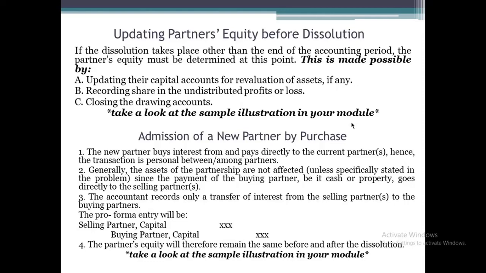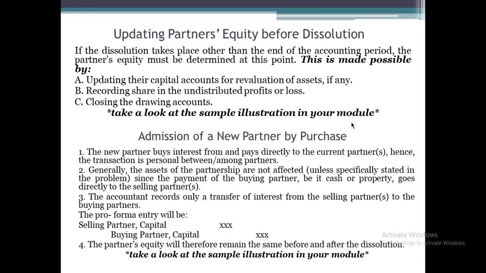So, maaaring yung pag-admit sa partner is by purchase. Pag sinabi natin by purchase, like for example, bibilhin ni partner C yung certain interest or yung share ni partner A.